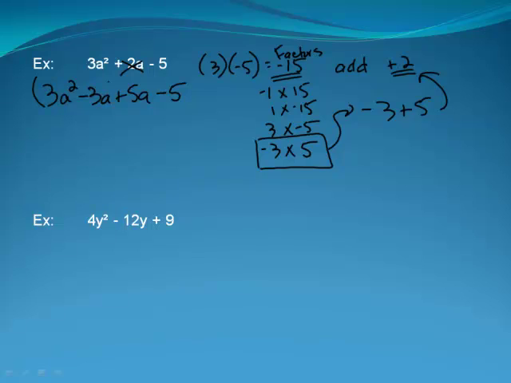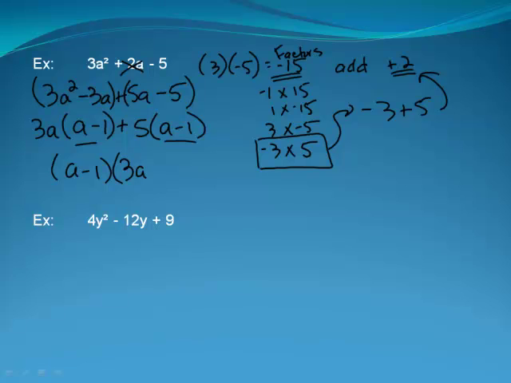Group in pairs. Out of that first group, I can pull a 3 and an a out, which leaves me with a minus 1. Out of that second group, I can pull a positive 5 out, which also leaves me with a minus 1. My groups now match, so I've got a minus 1 times the group of whatever is left, 3a plus 5. And there's our factored problem there.